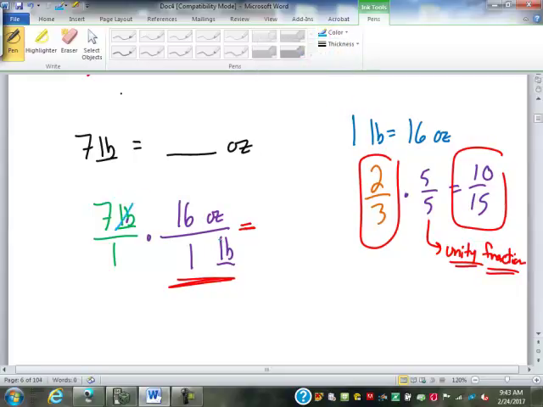So now the pounds cross-cancel out. I have 7 times 16, which is 112. Now it's ounces is my units up there. On bottom, there are no units. I just have 1 times 1, which is 1. So that is 112 ounces over 1, or just 112 ounces.